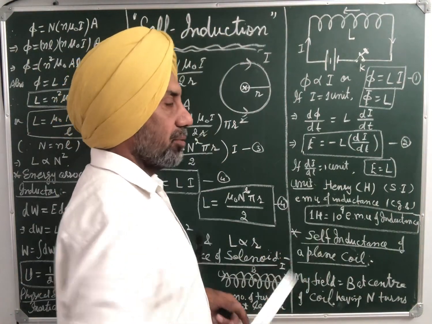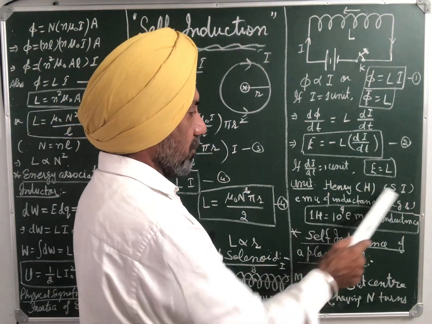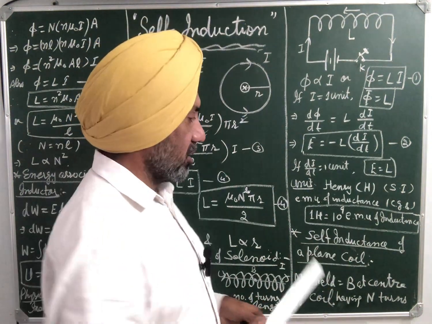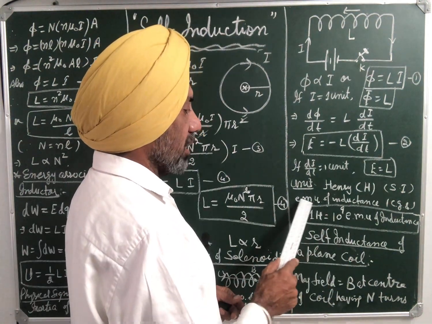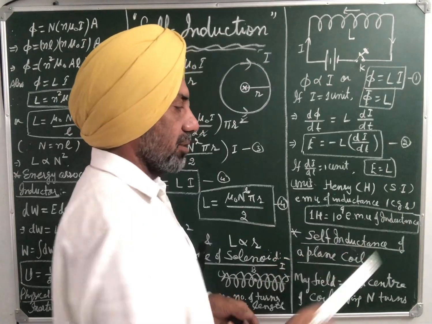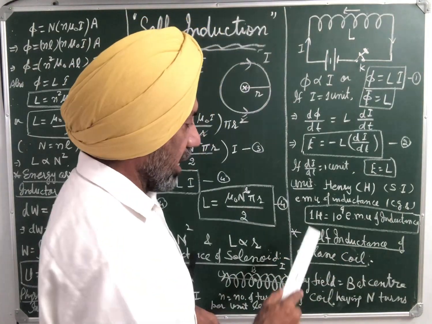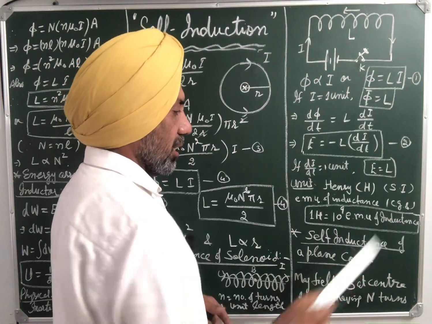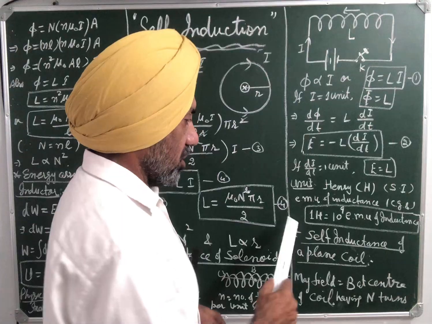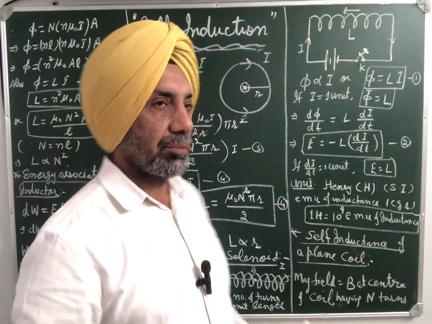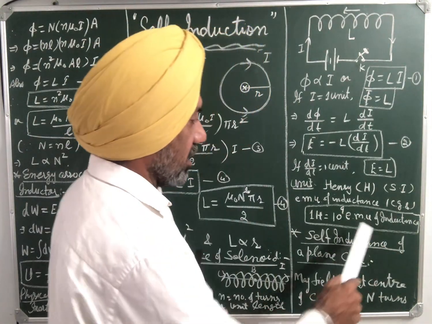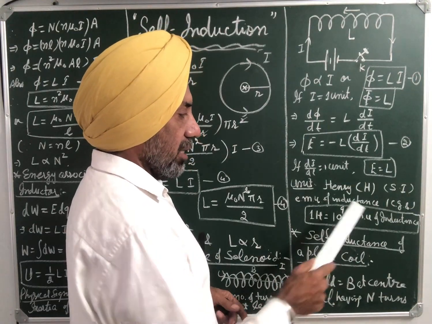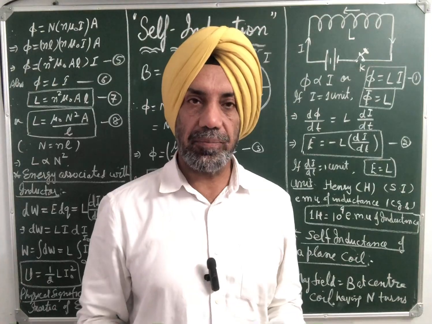Now units of self-inductance. In SI system, unit is Henry, written as 1 H, and in CGS system it is EMU, that is electromagnetic unit of inductance, and 1 Henry is equal to 10 raised to 9 electromagnetic units of self-inductance. So this gives the relation between SI and CGS unit of inductance. 1 Henry is equal to 10 raised to 9 EMU of inductance.